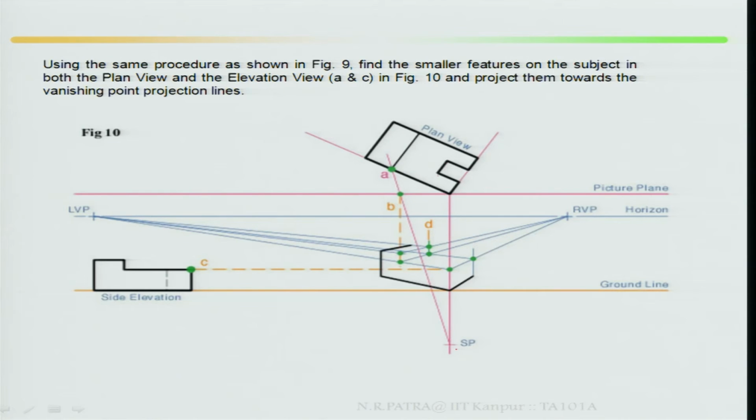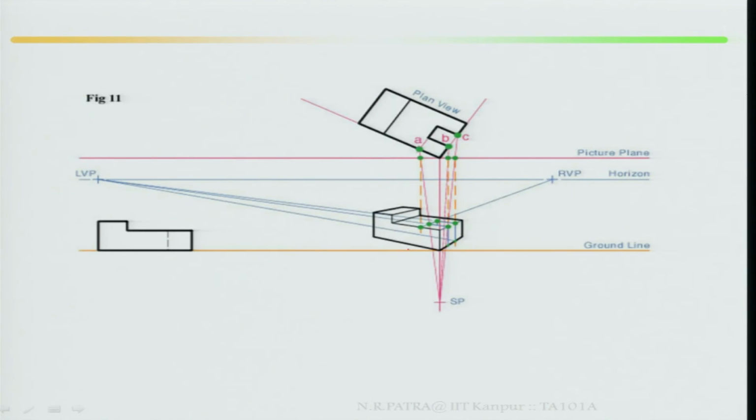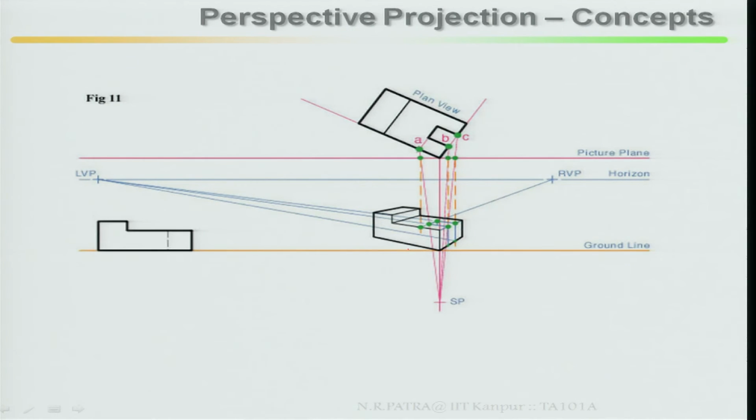From the station point, to look at the inside feature A, draw a line. Where it intercepts your picture plane, draw a vertical projection back, and where it cuts the inside edges has to be marked. Same principle, slowly you will get the intersection points.